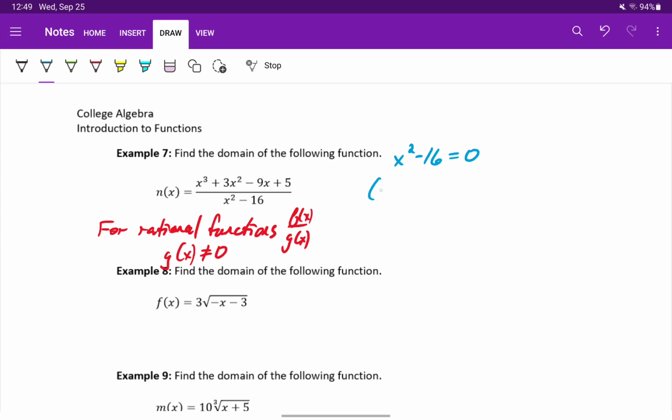We'll have to factor here using difference of squares to get x minus 4 times x plus 4 is equal to 0, and giving us two solutions, x equals -4 and x equals +4. Those are our restricted values. What we're saying is x cannot equal those two values. And now we need to represent that in interval notation form.